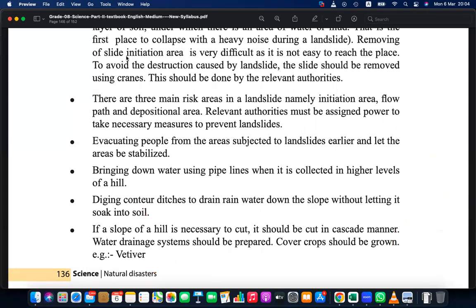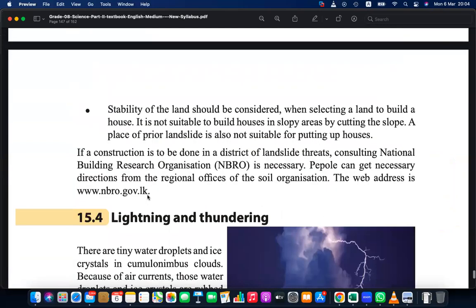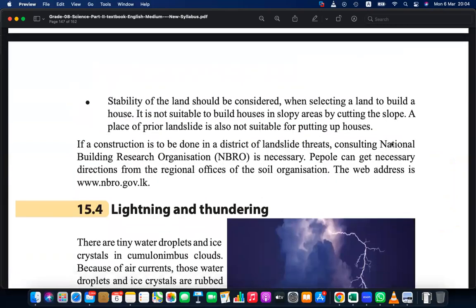Okay, with that I will stop. This is the National Building Research Organization, NBRO, the people who look at the threats of landslides. Before you build in such a place, you have to get special approval from NBRO about the status of the land and the potential landslides.